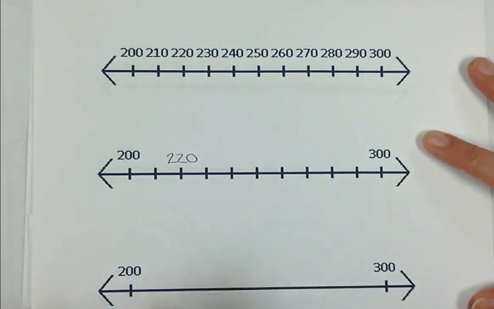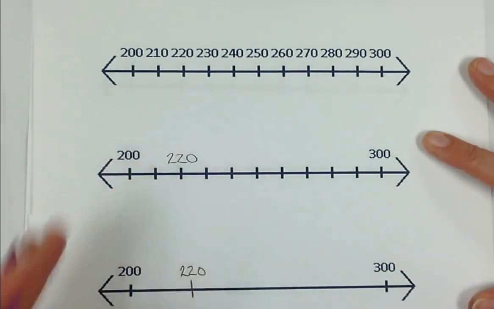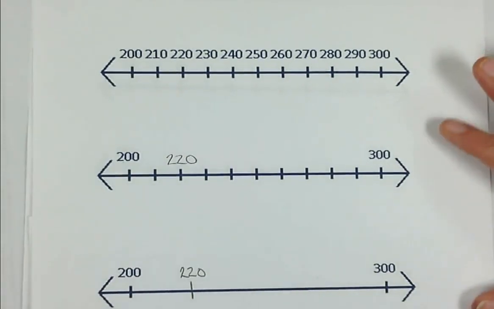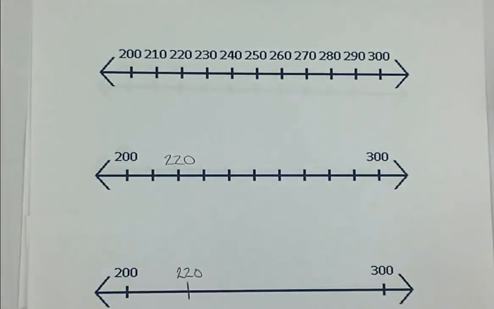So maybe you do ask for 220, but maybe you ask also, well, where would 207 go? Or where would 294 go? Or 266 go? And so this just helps to scaffold the learning so it is not as difficult for the students because they're able to make those connections. So this is how to locate the position of a number on an open number line.